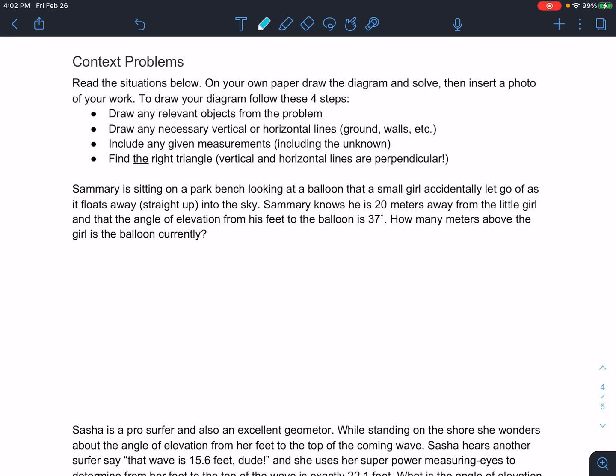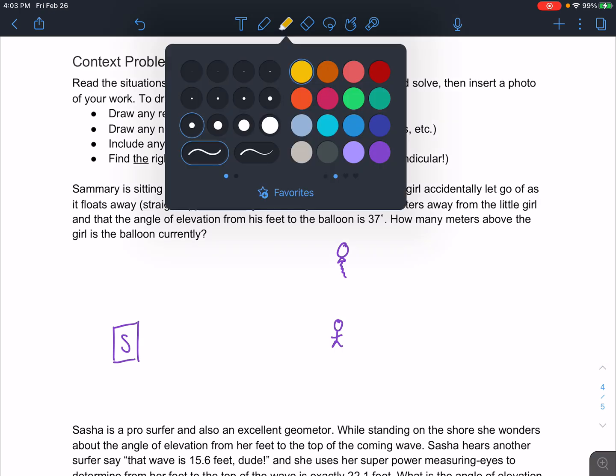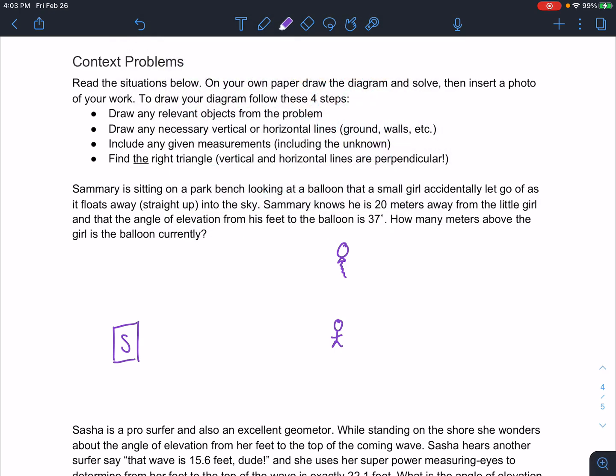So here's what we know. We've got good old Samory sitting on a park bench, looking up at a balloon that's in the sky. There's what my balloon looks like that a small girl accidentally let go of. So small girl. And it is floating away straight up into the sky above the girl. So those are the relevant things that are involved in this picture. So when I drew all of my relevant objects, those were the relevant things. There's Samory, there's a balloon, and there's a girl.